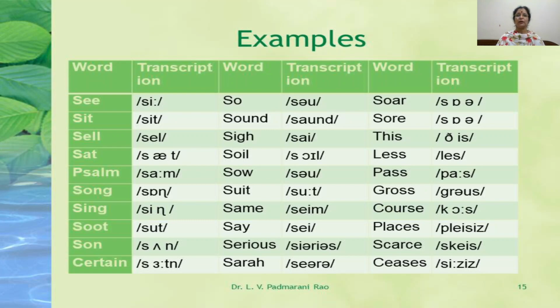S-O-N-G, song. S-I-N-G, sing. S-O-O-T, the black soot that forms on the surface because of its exposure to the fire is called soot. S-U-N, sun. C-E-R-T-A-I-N, certain, certain. This is the sound of the central long vowel. S-O, the diphthongs begin from here. S-O, so.